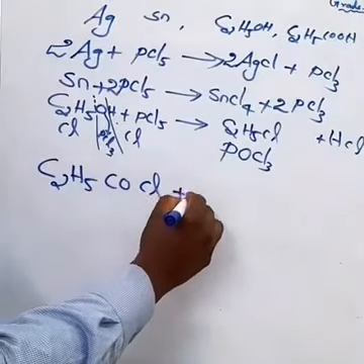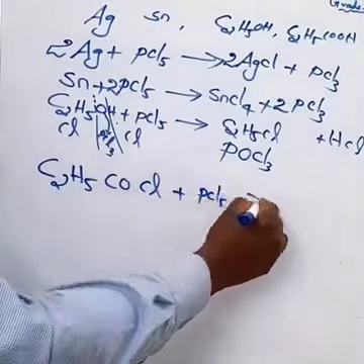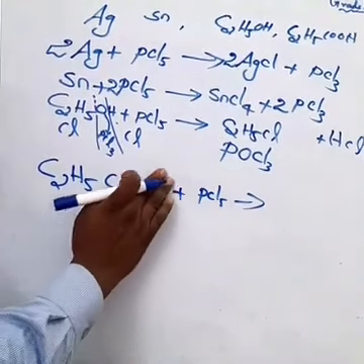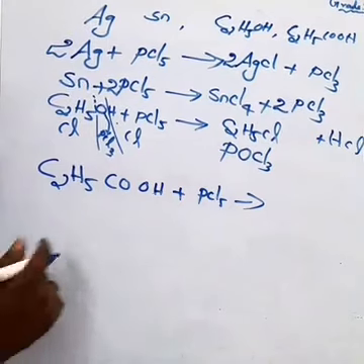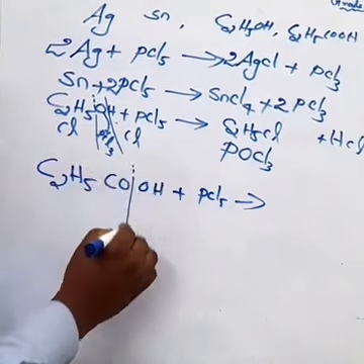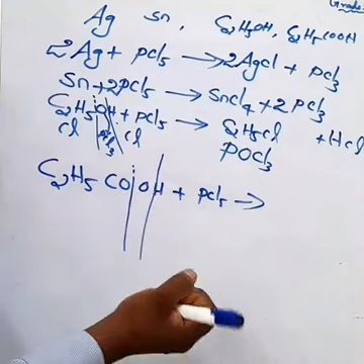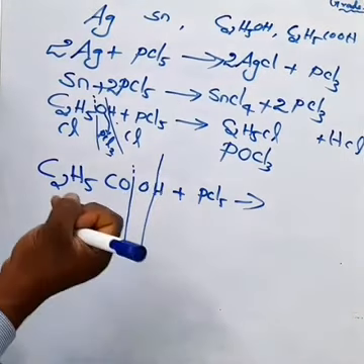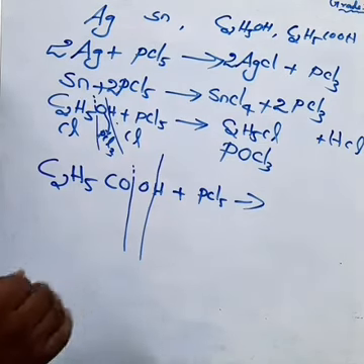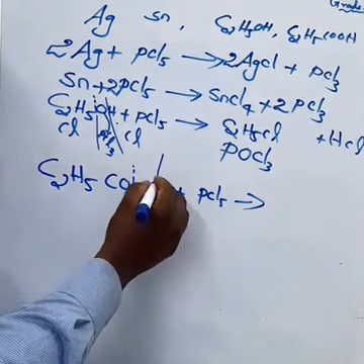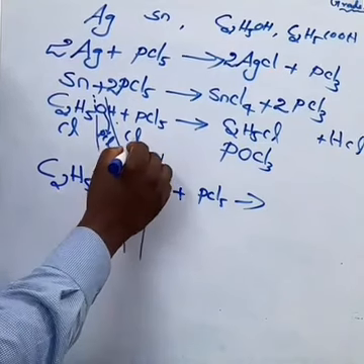Next one, we can take propanoic acid. Propanoic acid, what is the formula? C2H5COOH. Propanoic acid reacts with the PCl5. Anybody remember the methanoic acid formula? HCOOH, methanoic acid. Ethanoic acid formula? CH3COOH. Okay, exact. Propanoic acid, C2H5COOH.